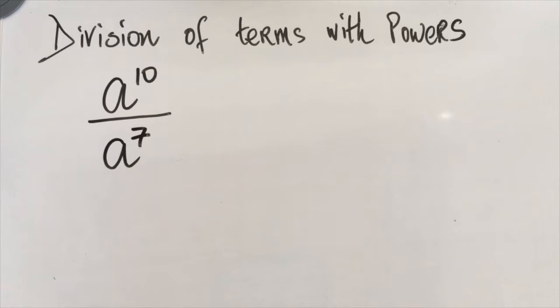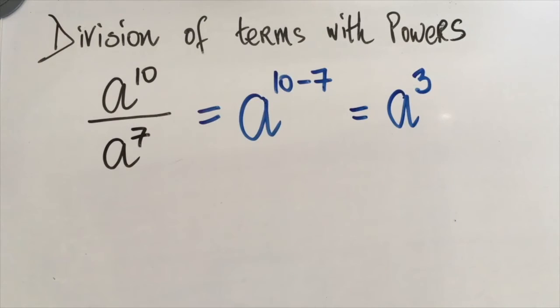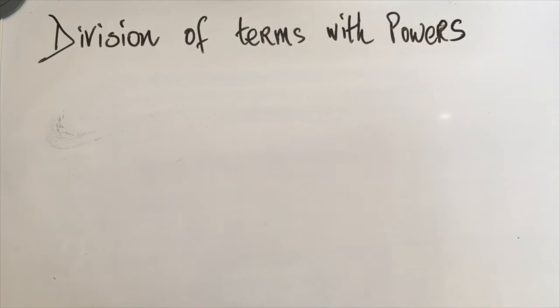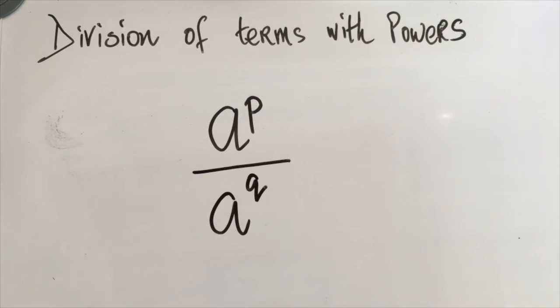a to the power of 10 divided by a to the power of 7. Pause the video and see if you can work this one out. Now we want a general rule for that. So note my bases are the same. They're both a. So I'm going to subtract those powers.